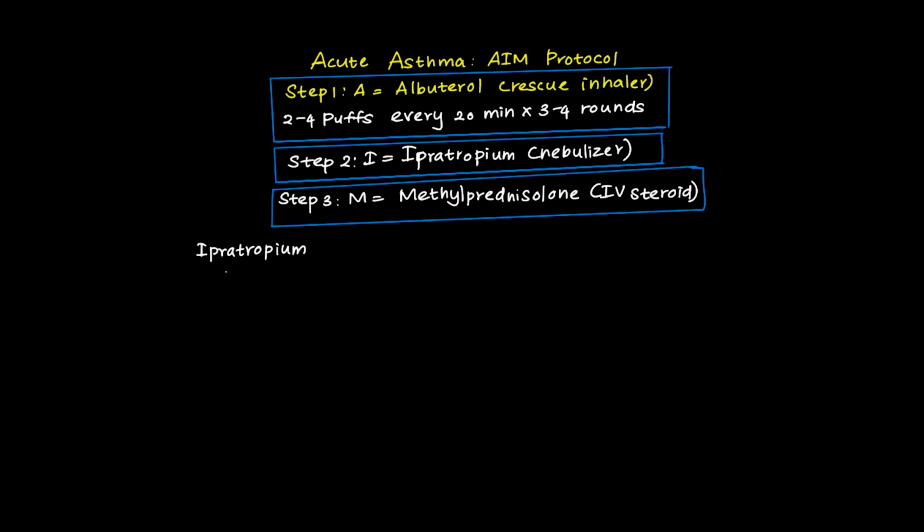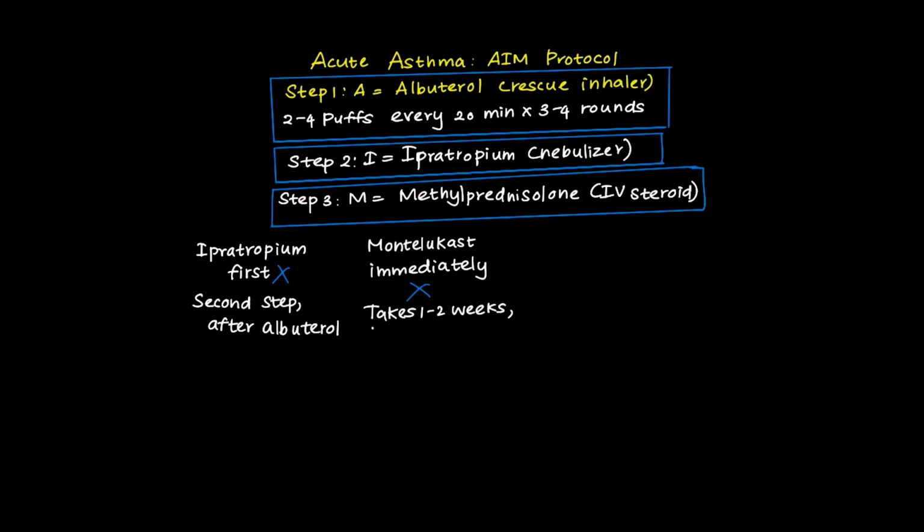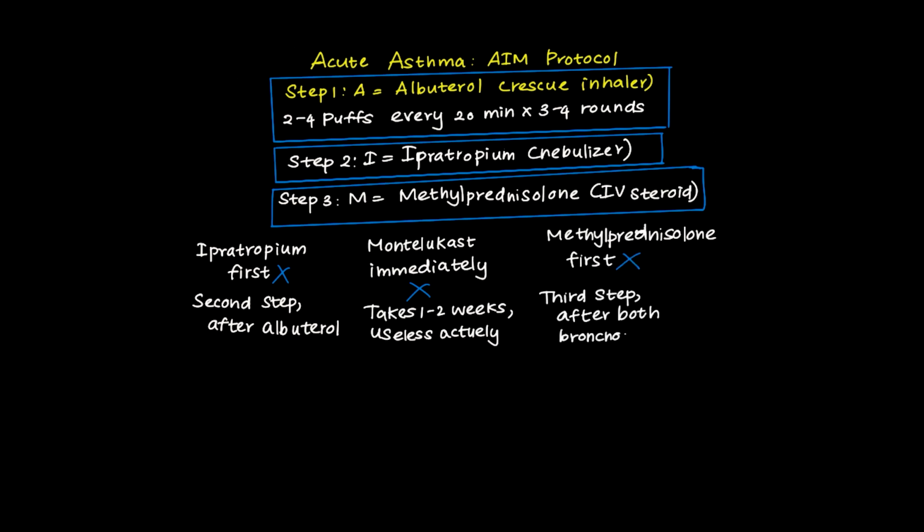Ipratropium nebulizer comes second after the albuterol has already started working. Montelukast is a preventive maintenance drug that takes 1 to 2 weeks to build up. Giving it during an acute attack is pointless. Methylprednisolone IV is the steroid that comes in at step 3 after the bronchodilators have been administered.